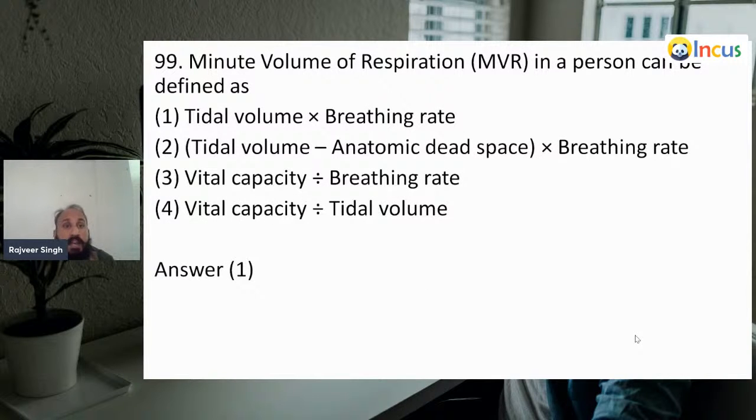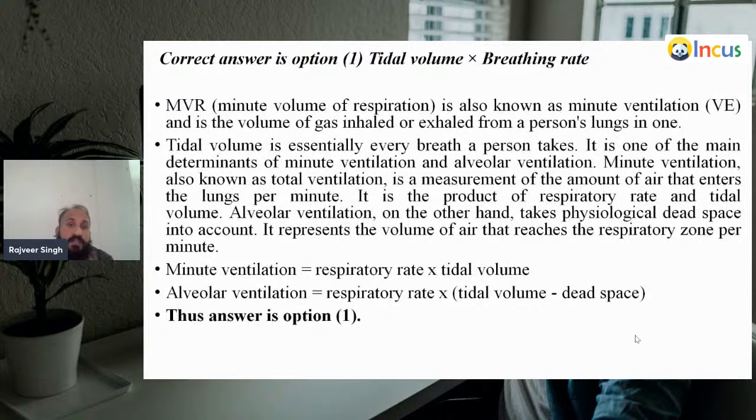Next question: the minute volume of respiration, MVR, in a person can be defined as tidal volume into breathing rate, tidal volume minus anatomic dead space into breathing rate, vital capacity upon breathing rate, vital capacity upon tidal volume. So the answer will be first. Tidal volume and breathing rate is the right answer. Okay. So MVR. First of all, we will talk about MVR. MVR is the minute volume of respiration, also known as the minute ventilation, VE, and is the volume of gas inhaled or exhaled from a person's lungs in one minute.